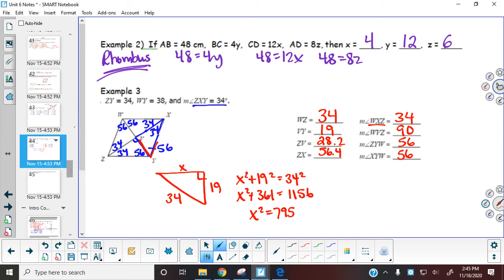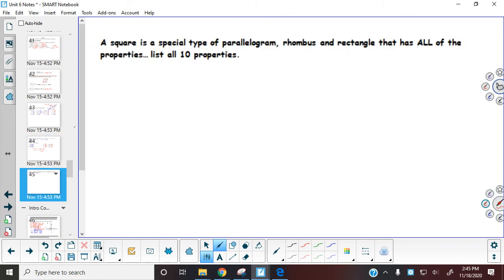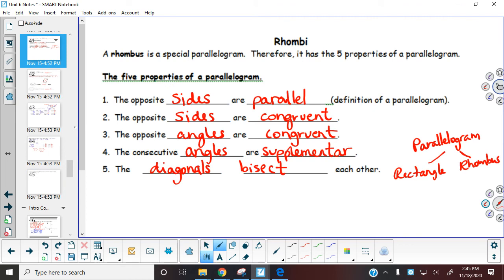All right, now here's the thing. Okay, today's lesson is all about the rhombus and the square. The thing with the square is a special type of parallelogram. It's also a special type of rhombus. It's also a special type of rectangle. So as you go back to this hierarchy, basically what that means is a parallelogram splits to be a rectangle and a rhombus, and a square is just the rectangle and rhombus into one figure.